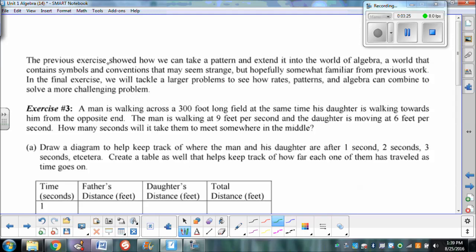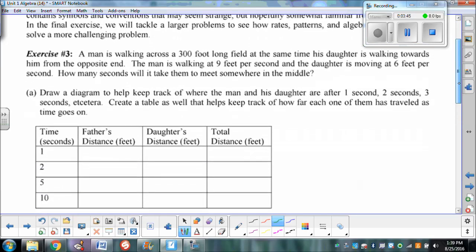It says the previous exercise showed how we can take a pattern. Well, we didn't do the previous exercise, but it says and extend it into the world of algebra. So that's what we're going to do. A world that contains symbols and conventions that may seem strange, but hopefully somewhat familiar from previous work. So let's look for some patterns here.